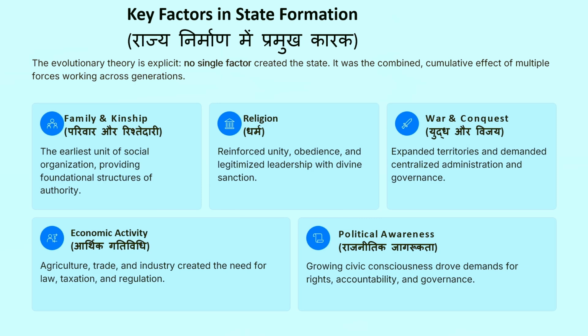The evolutionary theory emphasizes that no single factor created the state. Instead, multiple factors worked together over time. These include family organizations, religious beliefs, wars and conquest, economic activities, and growing political awareness. Each factor contributed in its own way to shaping the structure and authority of the state.